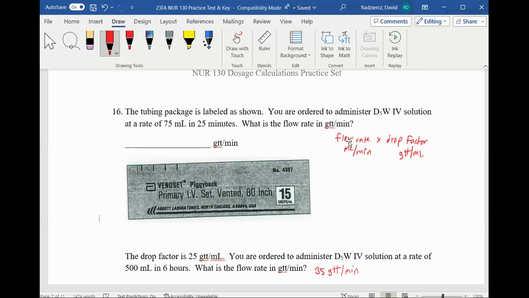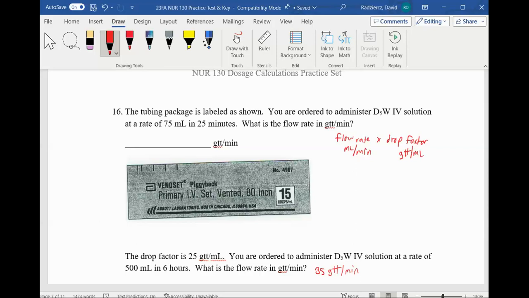The flow rate may not be given to you in obvious terms, like it may not say 125 milliliters per hour, but it will tell you 75 milliliters, 25 minutes. That's the rate you're looking for. Now, I did add down here milliliters per minute. It's a reminder that you do want minutes in your flow rate.